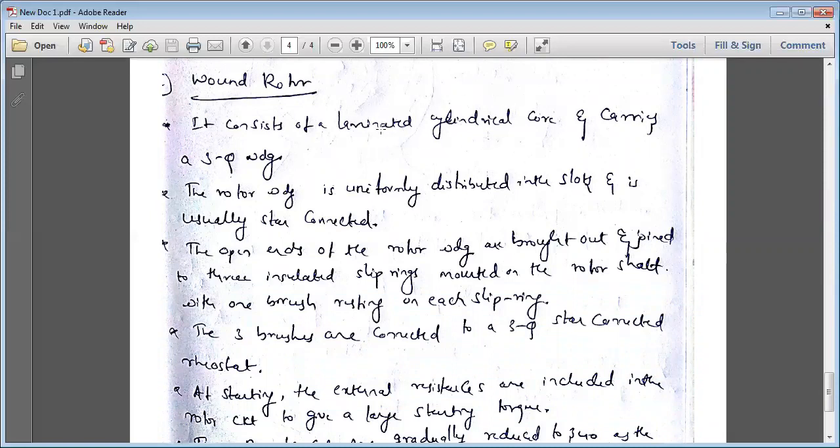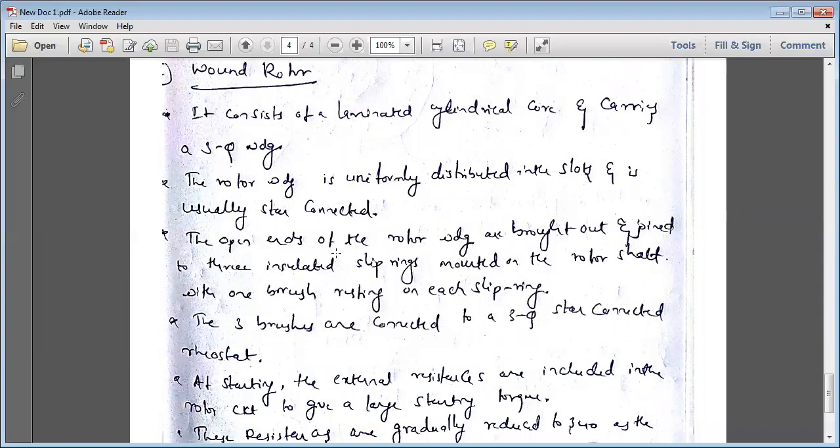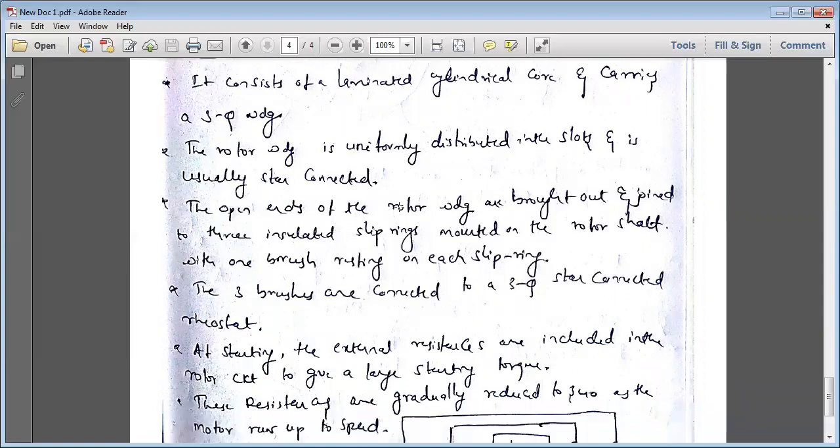It also has a cylindrical core laminated with silicon steel material, which carries a three-phase winding. The winding may be connected in star or delta, but usually it is connected in star. I will discuss that later. The open ends of the rotor winding are brought out and joined to three insulated slip rings.